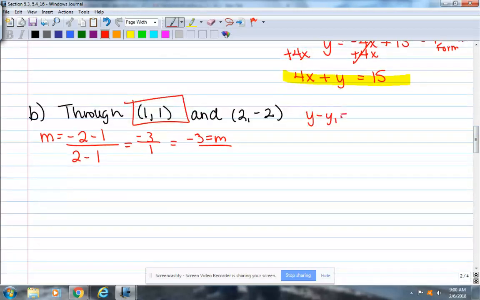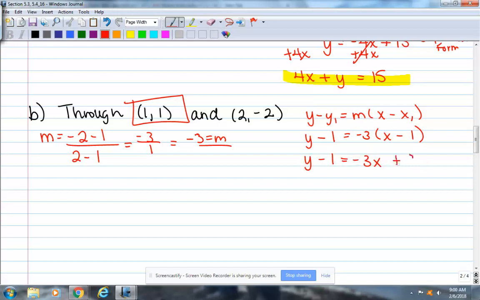Y minus y1 equals m times x minus x1. So y minus, what's y1? 1 equals, what's m? And x minus what's x1? 1. Now it's in point slope. How do I get rid of parentheses? Distribute. So I have y minus 1 equals what? Plus 3. Because the negative times the negative is a positive, so don't miss that there.